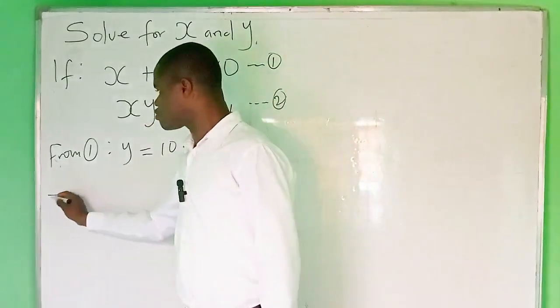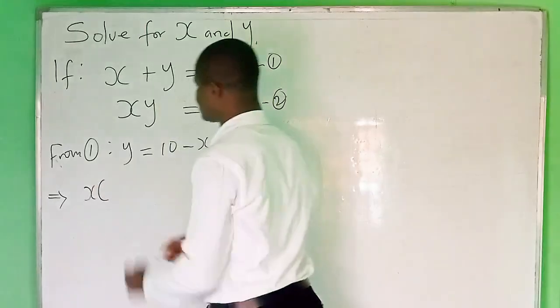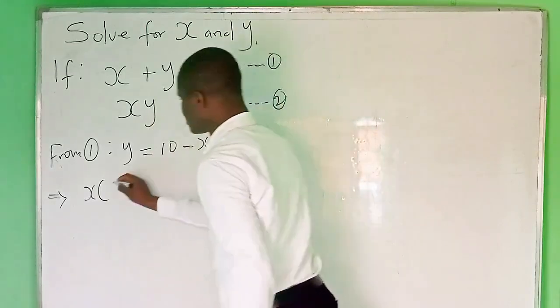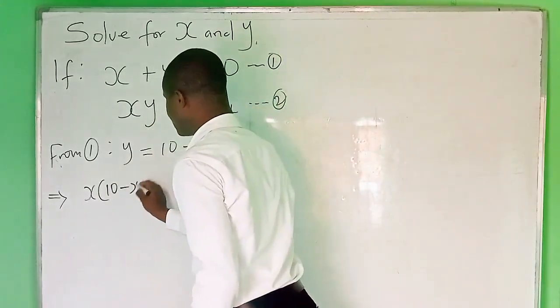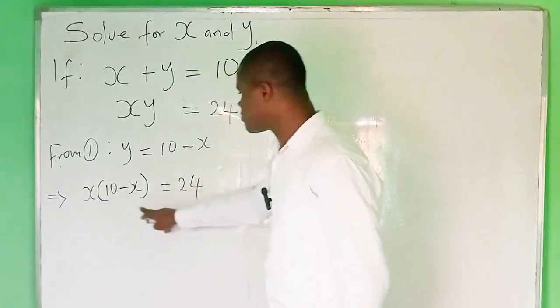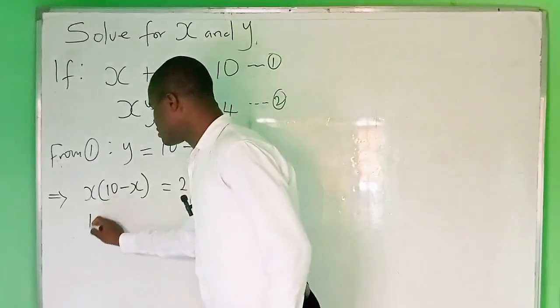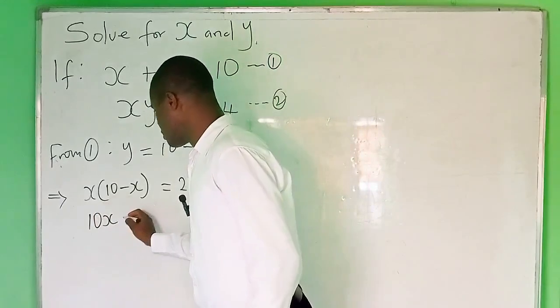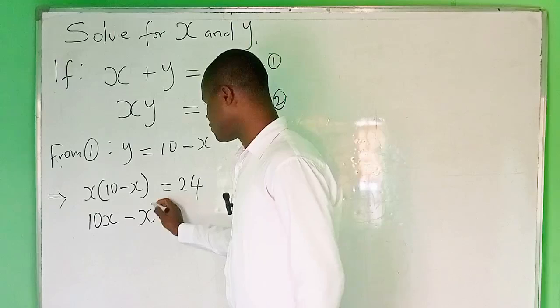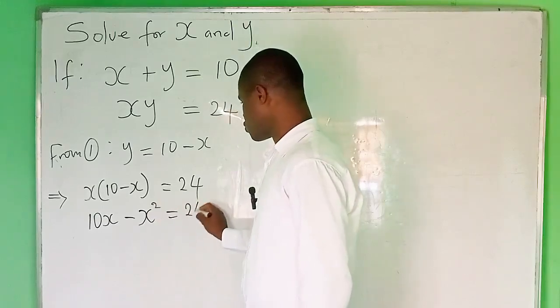So this becomes x bracket. So instead of me writing this y, I'll write 10 minus x, equal to 24. So expanding this bracket, it becomes 10x minus x times x, x squared, equal to 24.